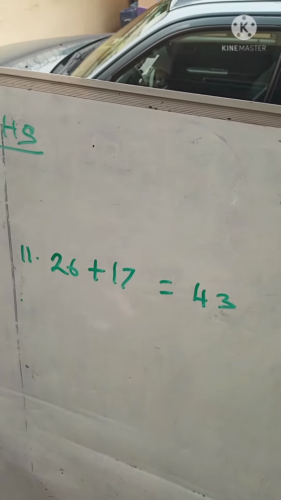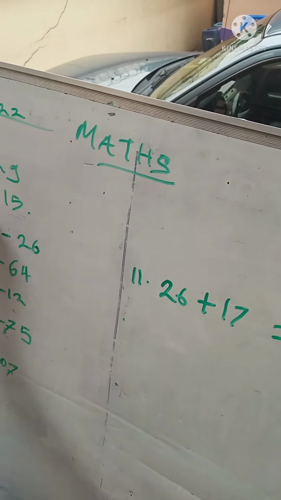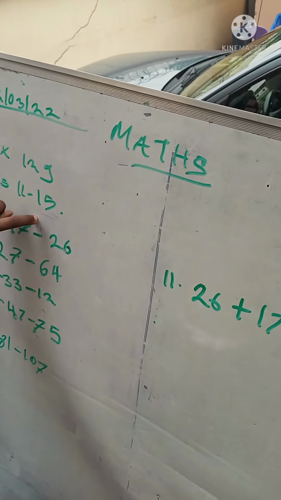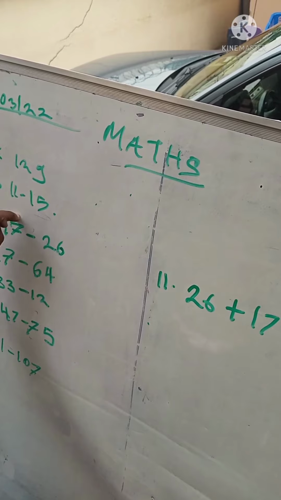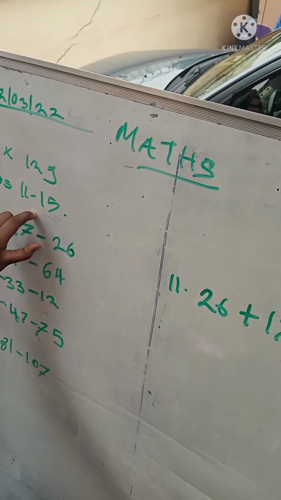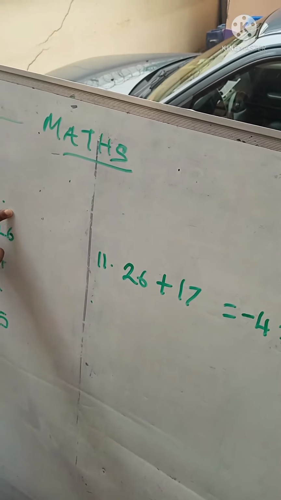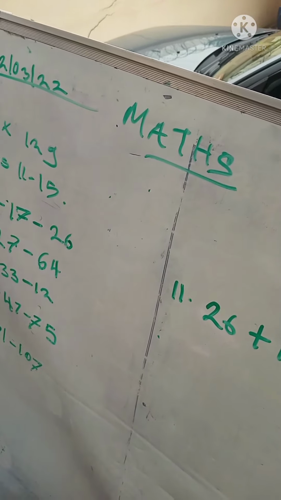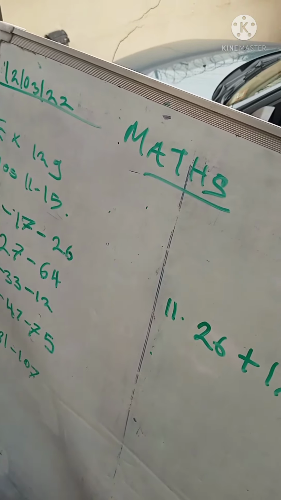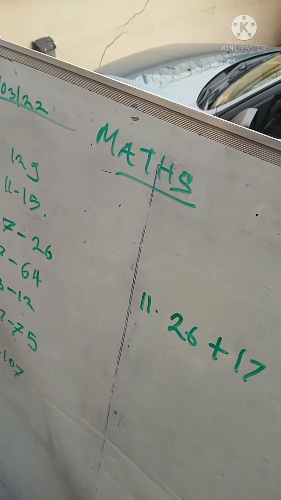And now that we have this initially, you have the 17 here, and since 17 is the smaller number in front of it, then it now turns to minus 43. What if this 26 is the one coming first? Then it would be plus 43.